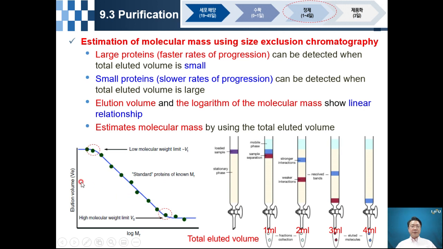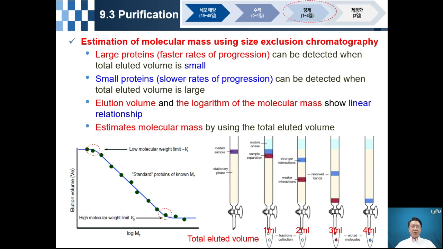For example, if the elution volume is around here, their molecular weight is around here, and if the elution volume is around here, their molecular weight is here, and so on. Based on this negative linear relationship, we can estimate molecular mass by using the total eluted volume.